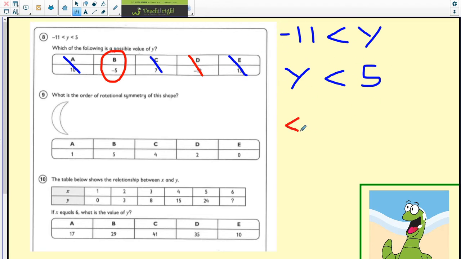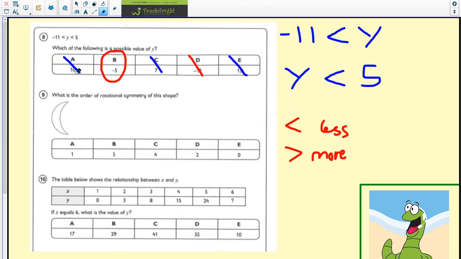So just to be clear, that's less than, that's more than. And I think of myself as a number line. If I had sort of 1, 2, 3, 4, less than points to the small ones, more than points to the big numbers. But you just got to learn those.